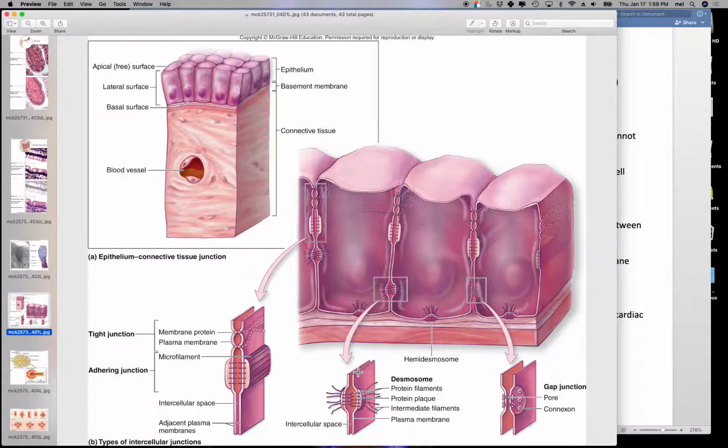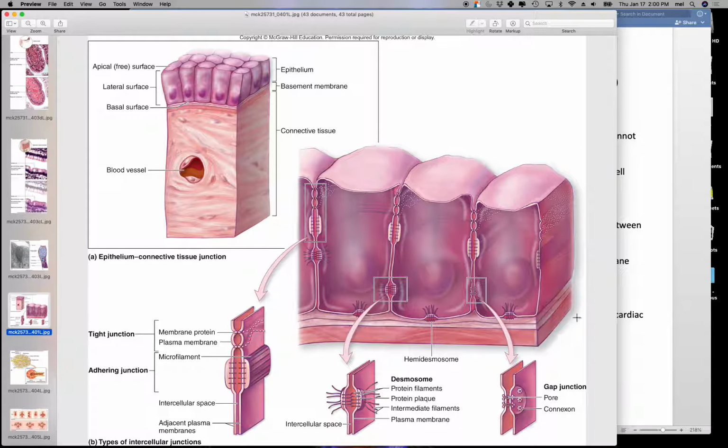Now, do you have to use just one? You don't have to use just one. You could use multiple different kinds. If you needed both strength and impermeability, because we don't want to lose water, we would use two: tight junctions and desmosomes. If, like the heart, you needed both strength and communication to allow them to work together, you would use desmosomes and gap junctions. So there's no rule that says you couldn't use more than one. Those are the lateral cell junctions.